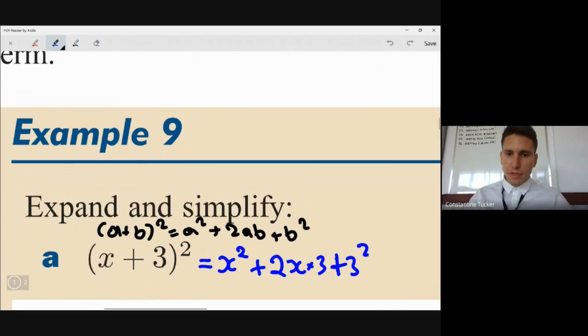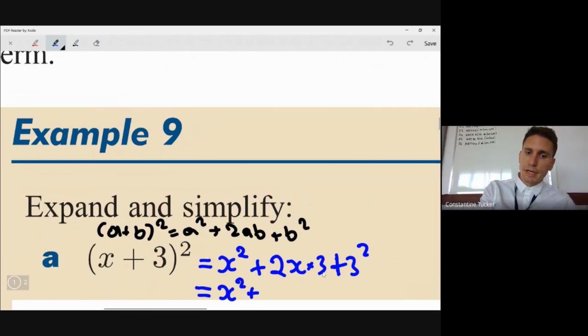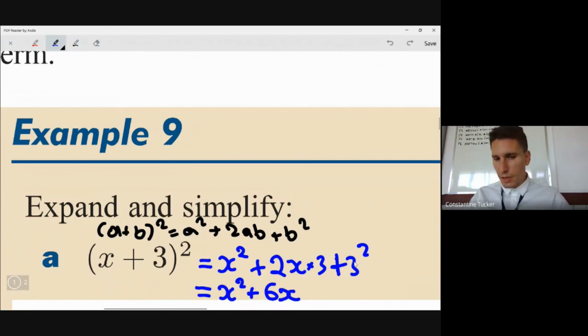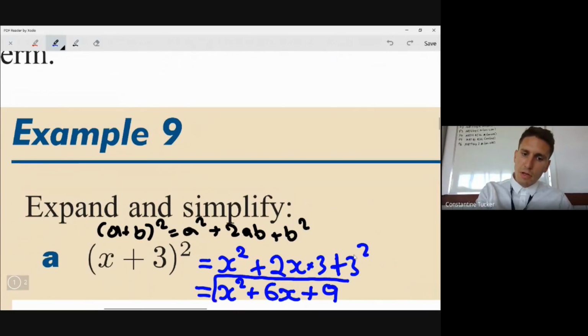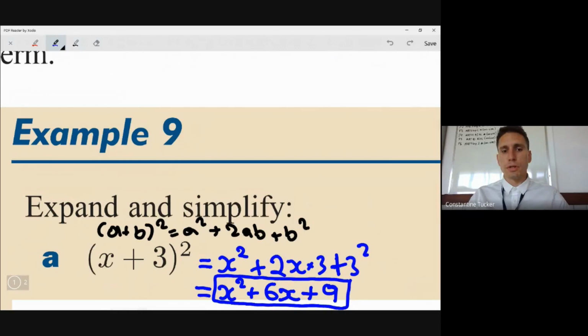We're almost done here. We just want to simplify this a little bit. So this 2 times 3 becomes 6, because 2 times 3 is 6. So this becomes x squared plus 6x. And then finally, we have this plus 3 squared. Well, 3 squared is 3 times 3, which is 9. So we can say we just add 9. So this would be the final answer here. So this is pretty much what you're expected to be able to do today.